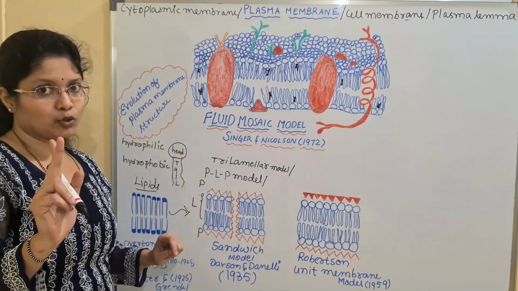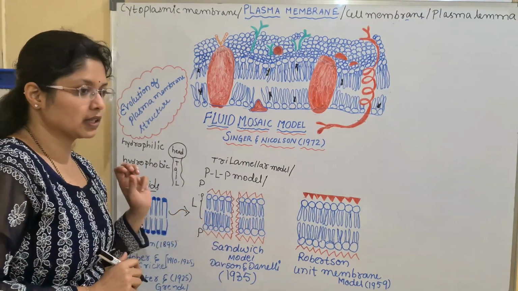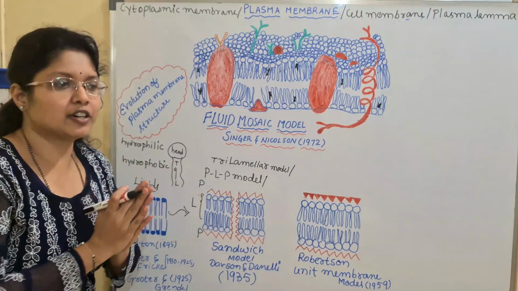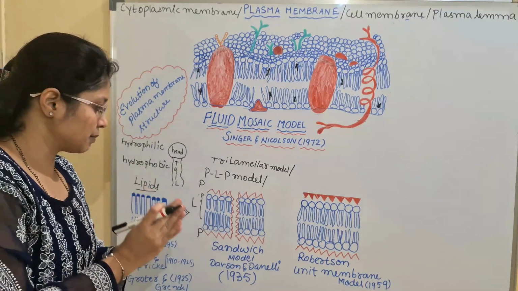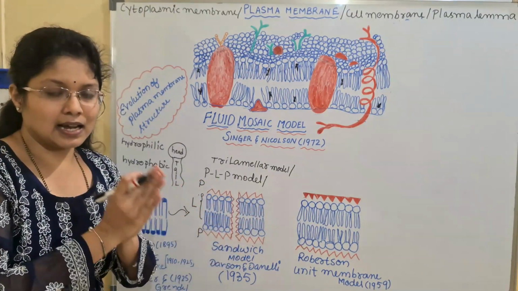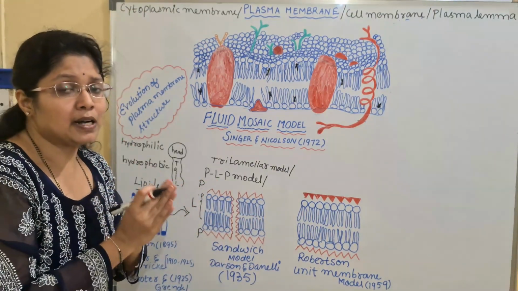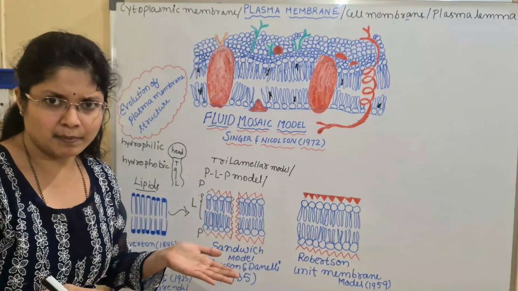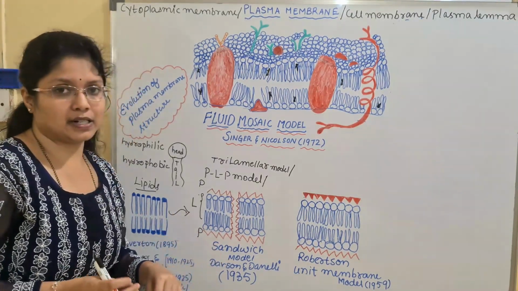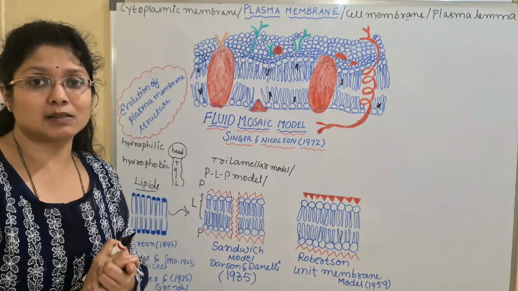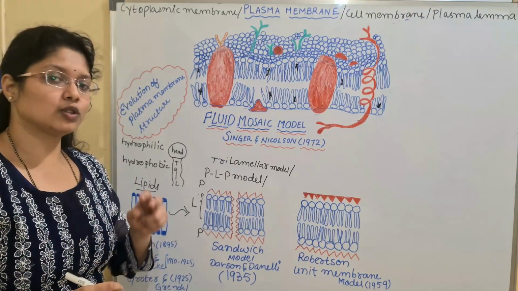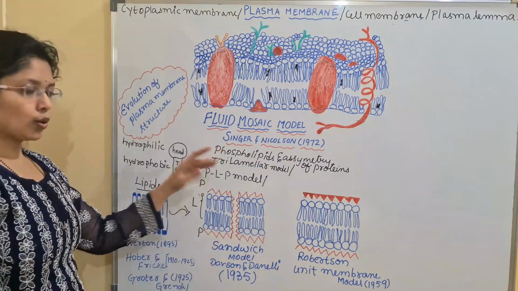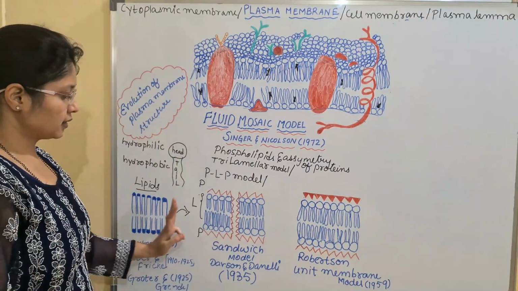So two important things I have told you. One, they discussed the asymmetry of the protein, that different types of proteins are present on the membrane. And second is the lipid molecule: different types of lipids will be present, but the major lipids present in the plasma membrane are the phospholipids. So these are the two important things that were given by Davson and Danielli. So these are the important points.